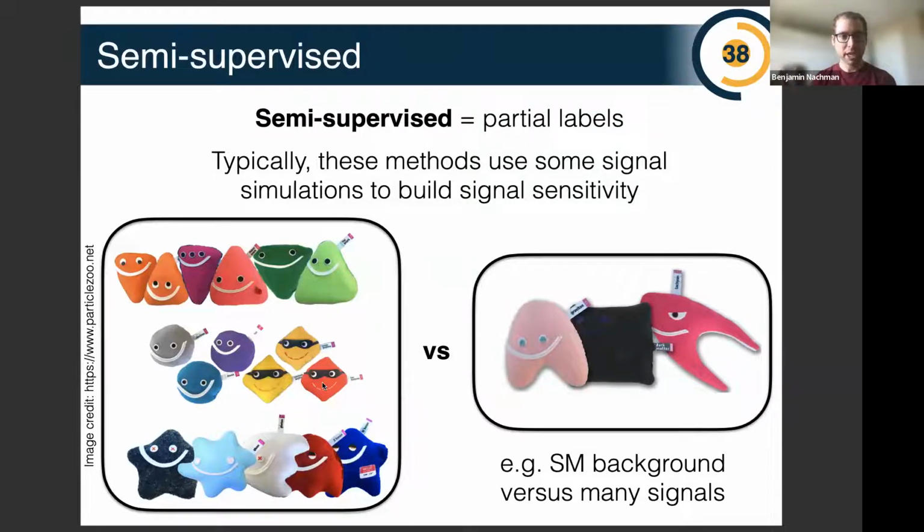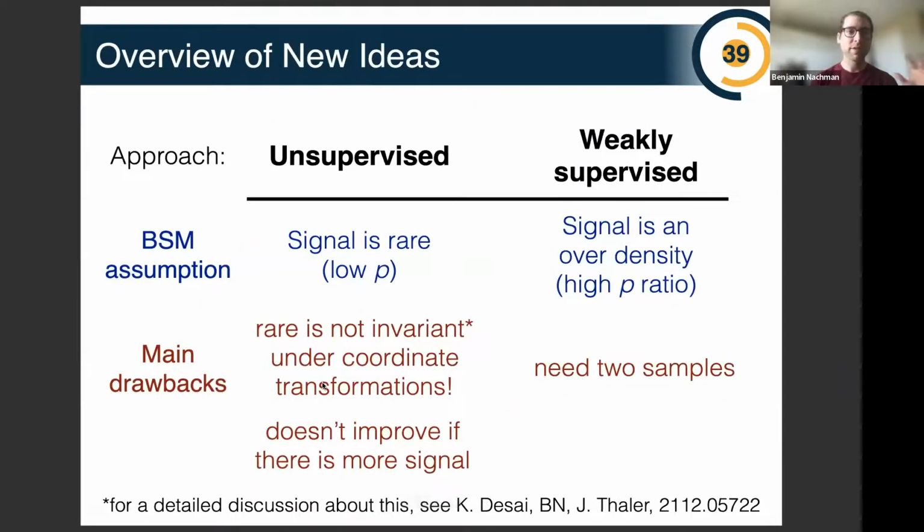Okay, I'm not going to spend too much time talking about semi-supervised methods in this talk. So now let me just give you an overview of the ideas. I'm going to compare directly unsupervised and weakly supervised. So the top row is the BSM assumption. So the physics assumption for unsupervised methods is that if the signal exists, it's rare, so low density. Whereas for weakly supervised, the physics assumption is that the signal is overdense. So it has a high density relative to the standard model.